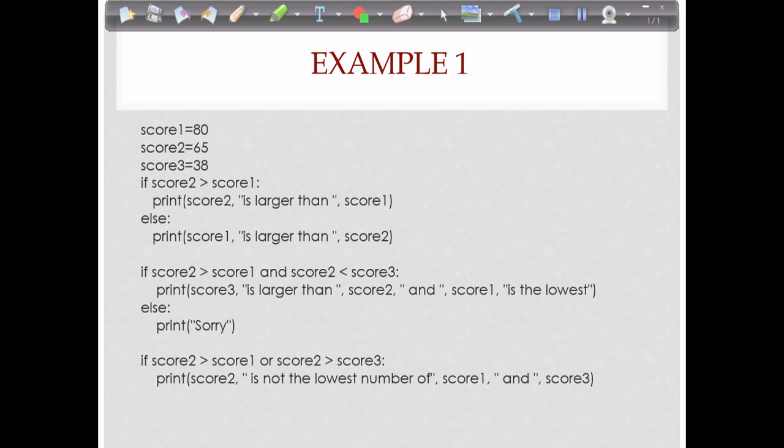Let's go to the next if. If score 2 is greater than score 1 and score 2 is less than score 3, then I can print the relationship between those 3 scores. And if that's not the case, then I would just print sorry. The final if says if score 2 is greater than score 1 or score 2 is greater than score 3, then what we know is that score 2 is not the lowest of those 3 numbers.